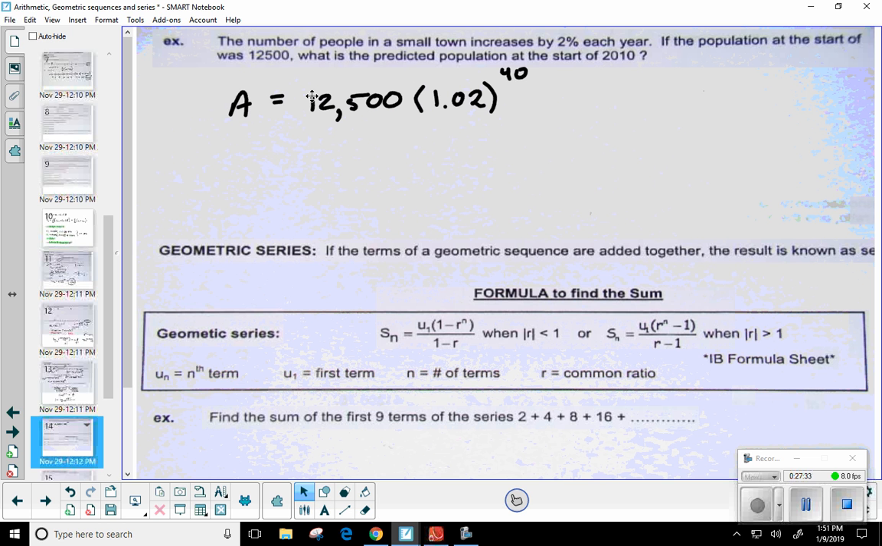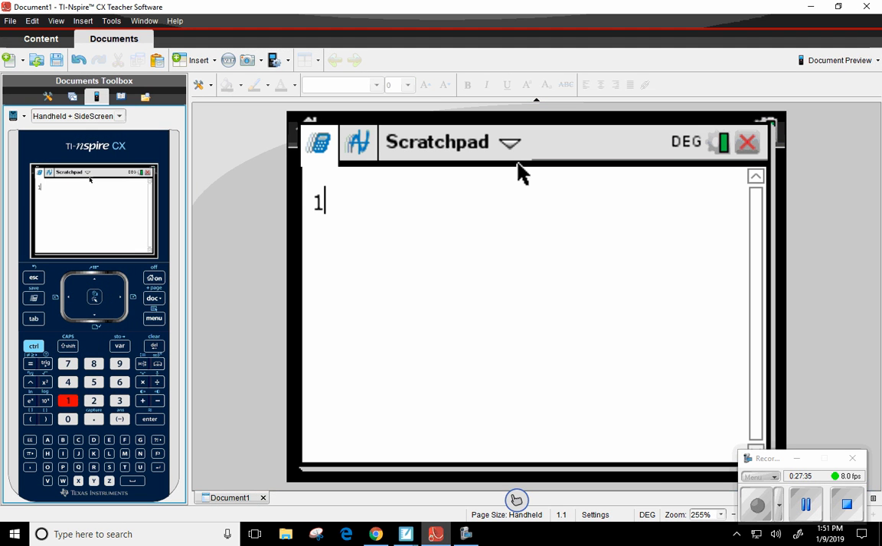So 12,500, let's see what we got. This is going to work. 12,500, parentheses, 1.02 to the power of 40. Okay, so after 40 years, population should have increased.